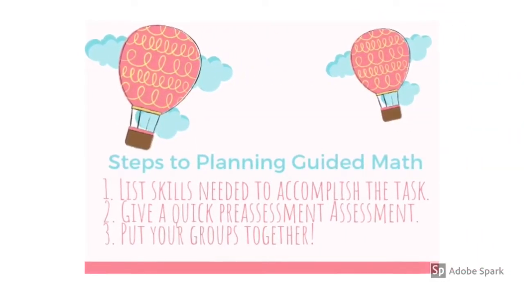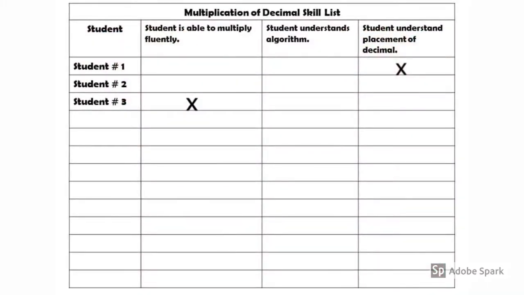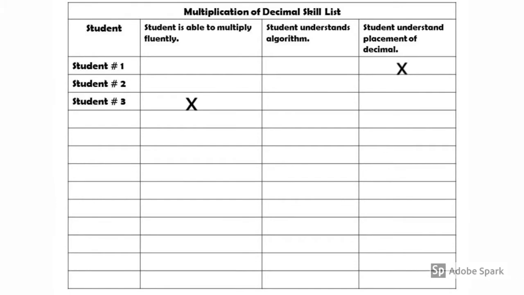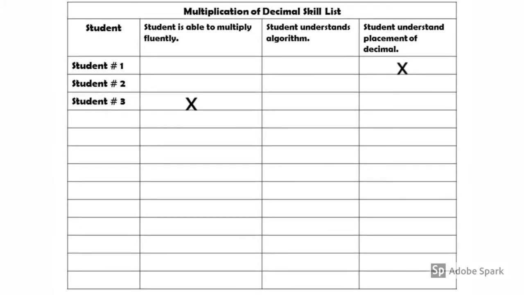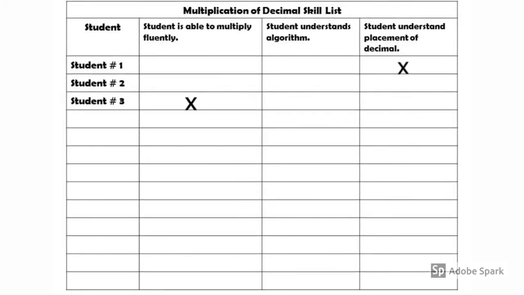Now it's time for that final planning. Let's put those groups together. I can already see here that I'll need 3 different groups for my planning. I know I'll need at least one group where I am teaching where the decimal placement goes. I will need one group that is my accelerated group, because after they finish maybe the independent grade that I have for them to do, they're going to need something else to do.